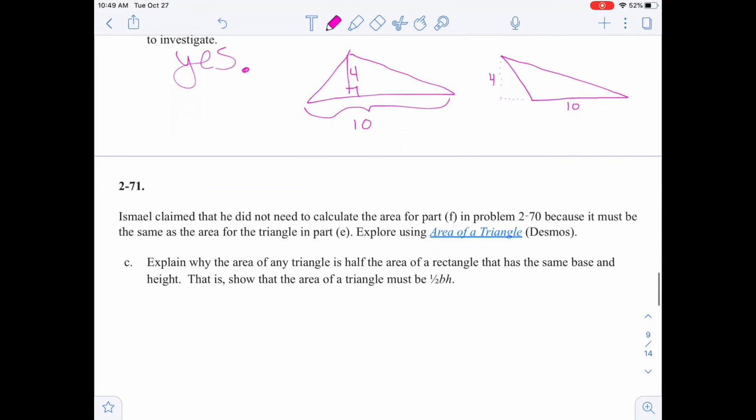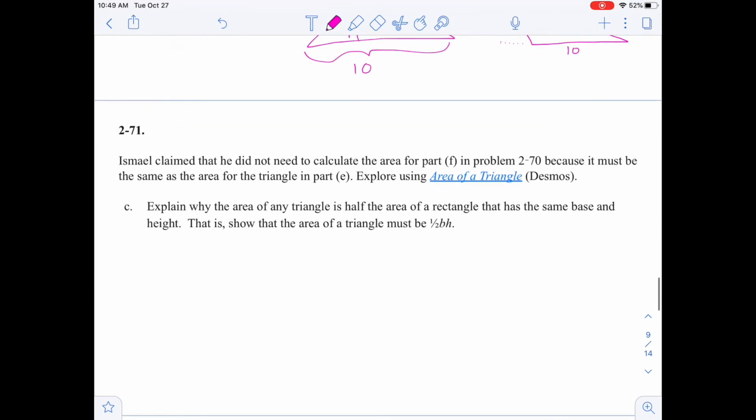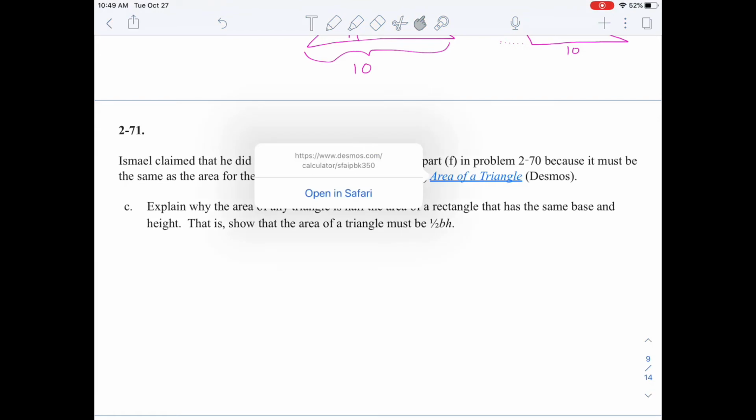All right, in part C, explain why the area of the triangle is half the area of a rectangle that has the same base and height. That is, show the area of a triangle must be half base times height. So we can just show that because any triangle, as we can see in the Desmos, can be rotated. And maybe I need to show you that again.